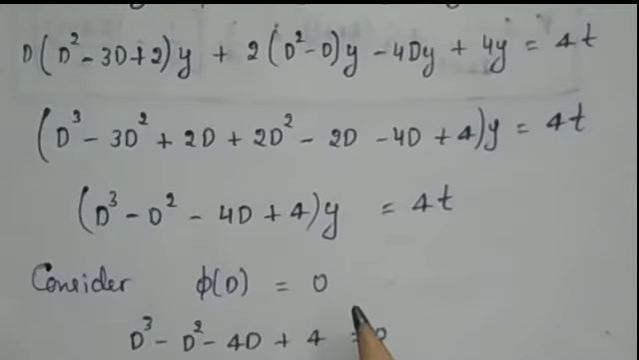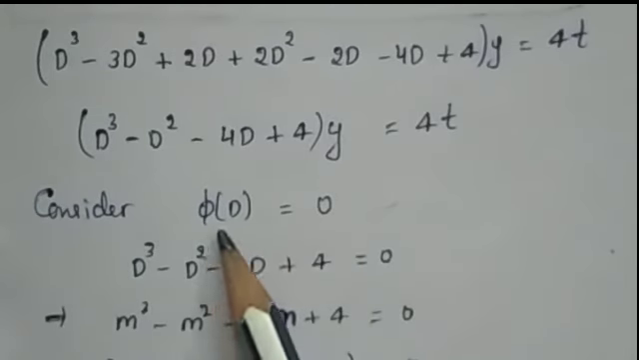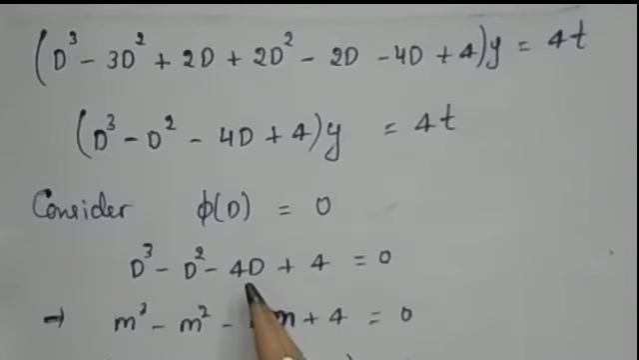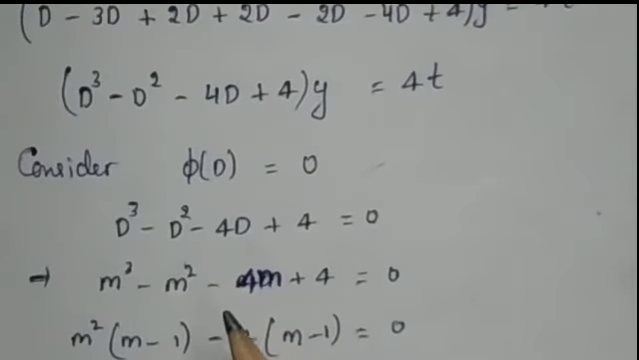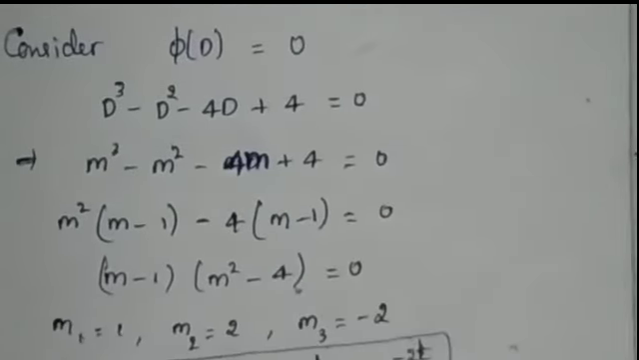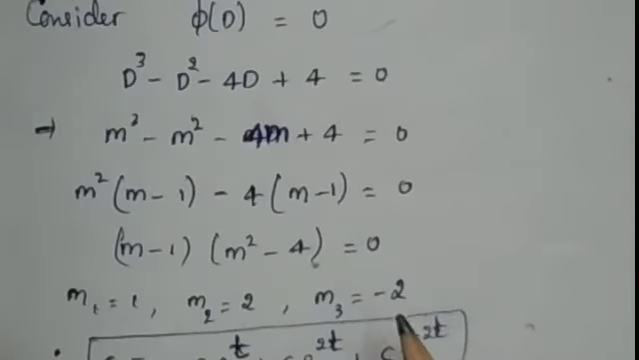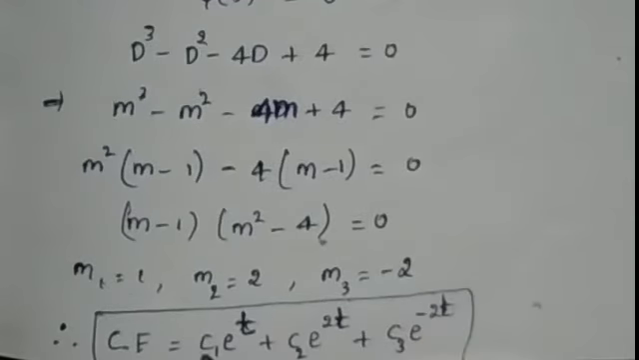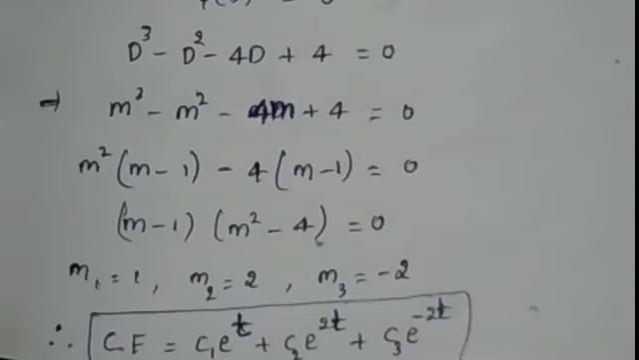Let us consider phi of D equal to 0 for finding the complementary function. So phi of D is D cube minus D square minus 4D plus 4, which is equal to 0. You put D equal to m, you get m cube minus m square minus 4m plus 4 equal to 0. You solve this, you get 3 different roots: m1 is equal to 1, m2 is equal to 2, m3 is equal to minus 2. So the complementary function is equal to c1 e to the power t plus c2 e to the power 2t plus c3 e to the power minus 2t.